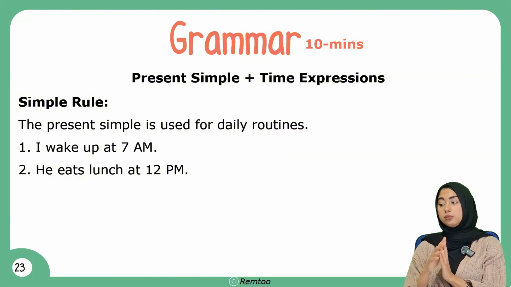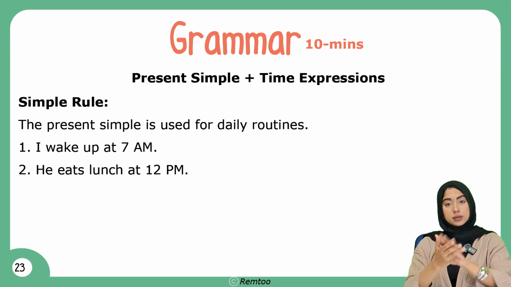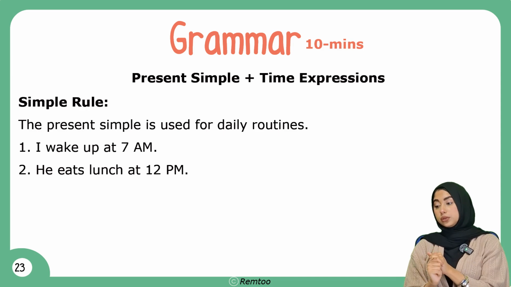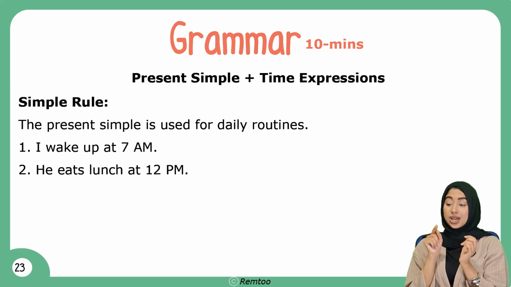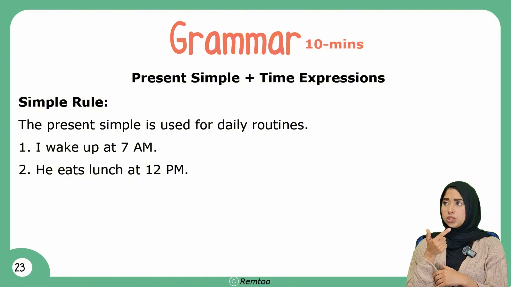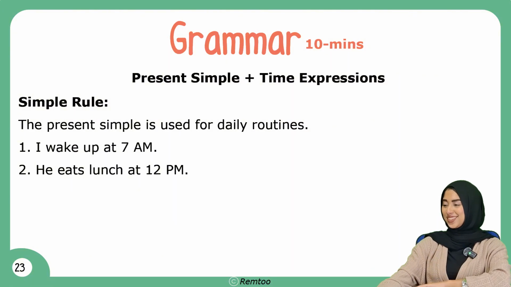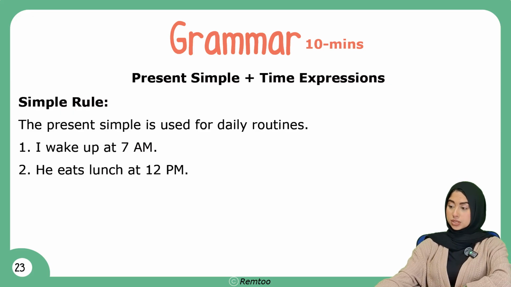All right, and because the subject or the doer of the action is I, well, we didn't add anything to the verb, just the verb as it is, wake, okay, or wake up. Well, the second example, he eats lunch at 12 p.m. We added s to the verb because the subject is he or she or it. In this case, we add s to the verb. Okay, good job.